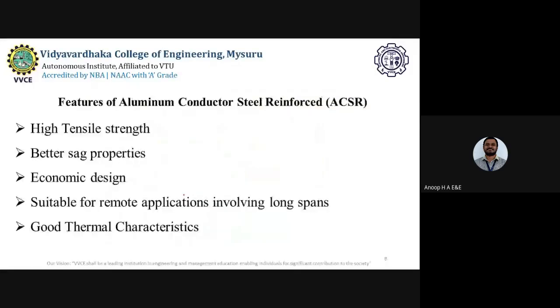Now, what are the features of ACSR? First one is high tensile strength. Better sag properties, economic design, suitable for remote applications involving long spans. Next, good thermal characteristics. When I say tensile strength, any conductor should have high tensile strength. Next, sag properties. How do you define sag?